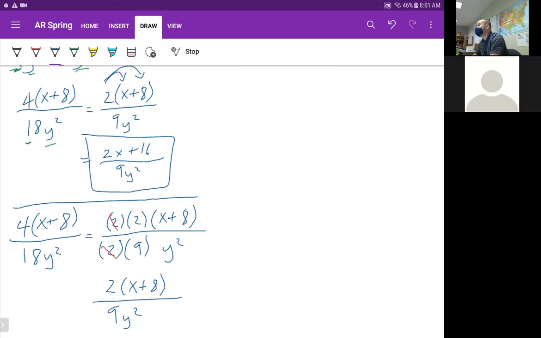So I got the part with the 4 over 9y, 4 and 9y right here. So you just multiply that one straight across? Yeah. And you flipped it. Okay, so that's how you got the x plus 8.